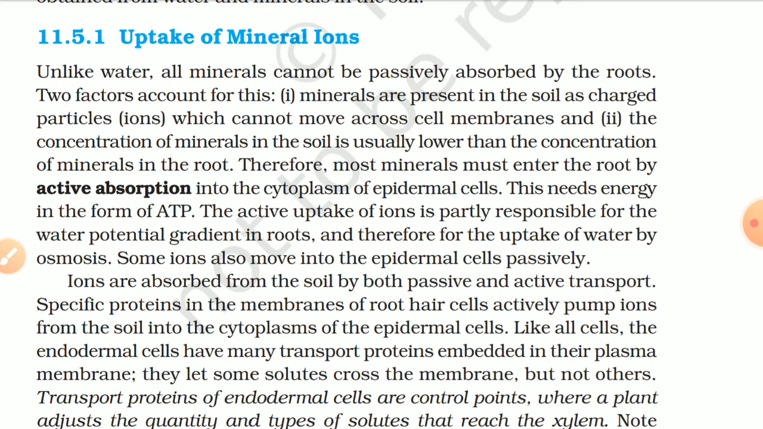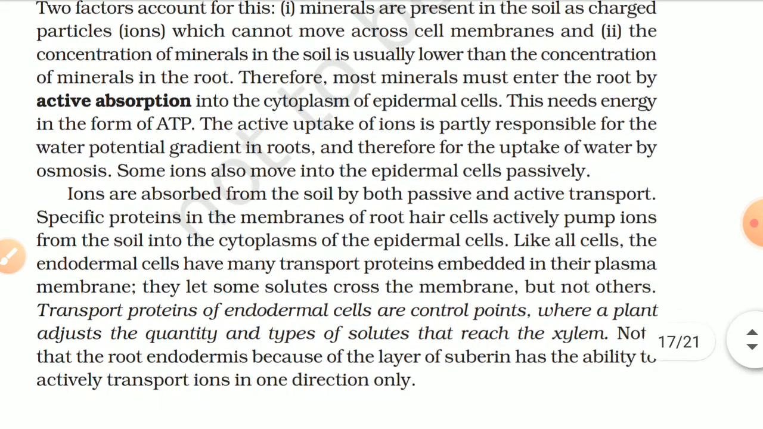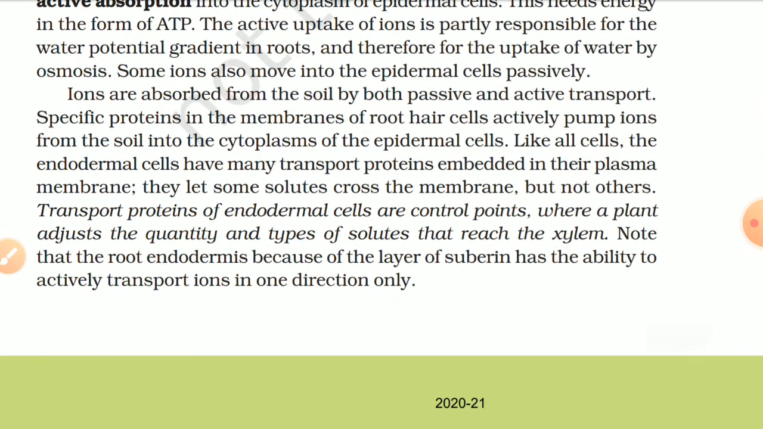The active uptake of ions is partly responsible for the water potential gradient in roots and therefore for the uptake of water by osmosis. Some ions also move into the epidermal cells passively. Ions are absorbed from the soil by both passive and active transport. Specific proteins in the membrane of root hair cells actively pump ions from the soil into the cytoplasm of the epidermal cells.